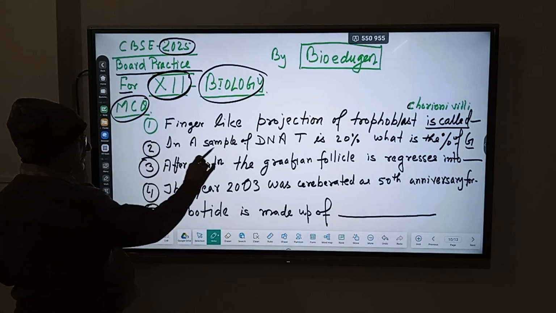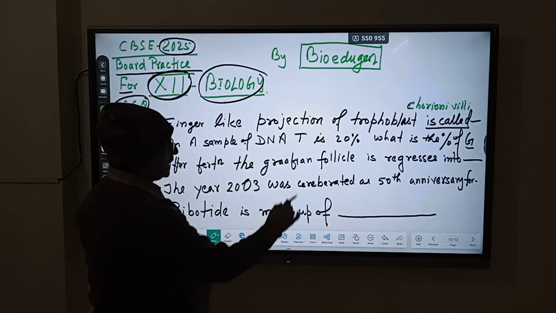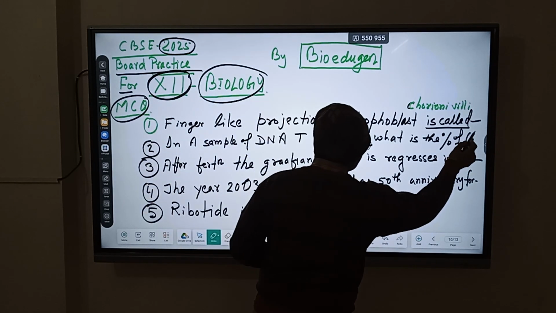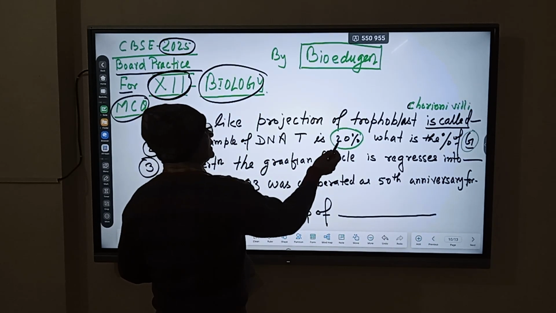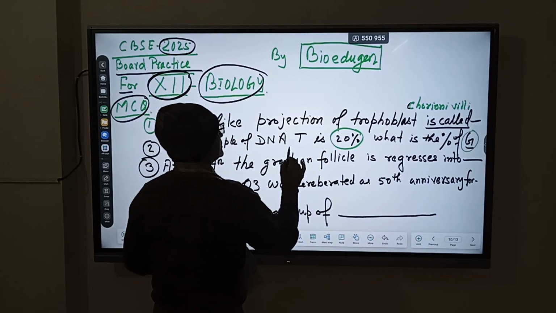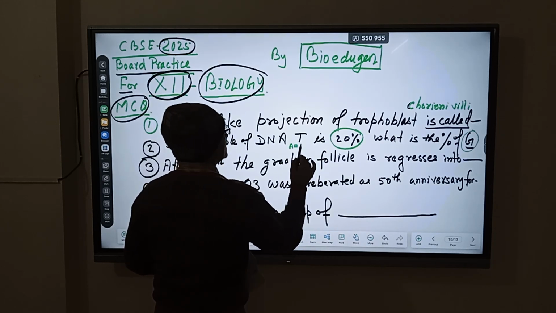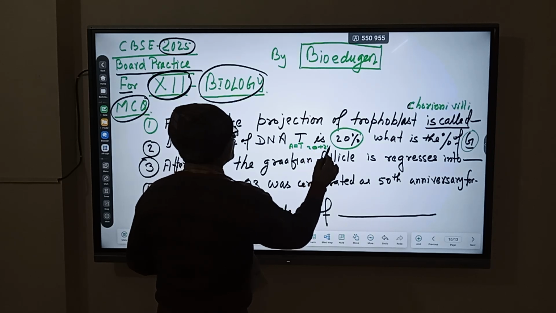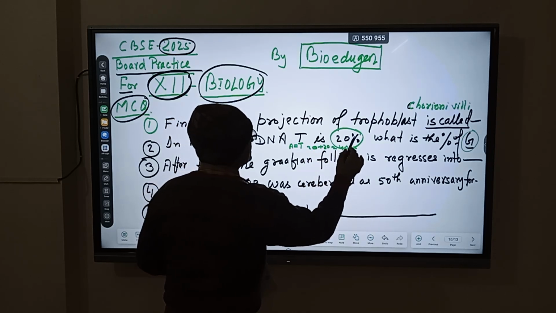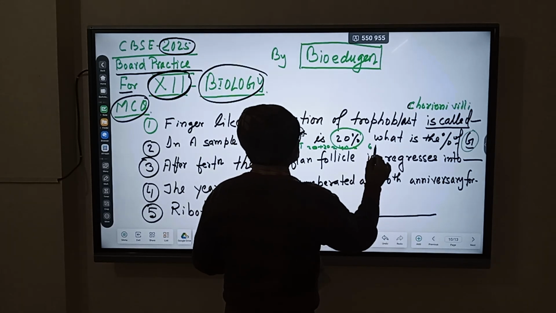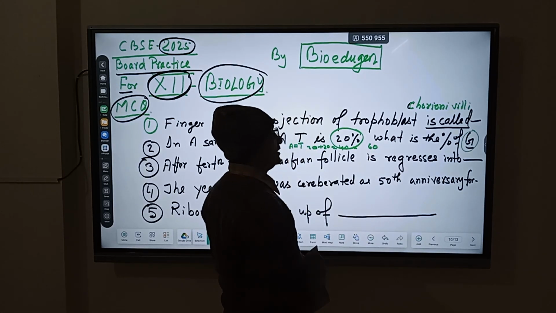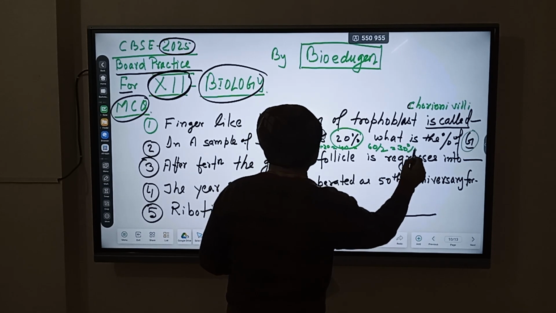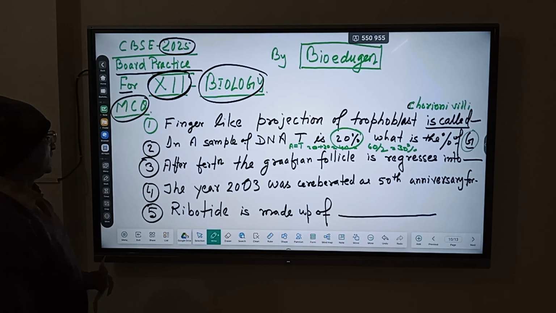Second question. In a sample of DNA, thymine is 20%. What is the percentage of guanine? You know, thymine is always equal to adenine, and thymine plus adenine equals 20 plus 20, which is 40%. The rest, 100 minus 40, 60%, will be for guanine and cytosine. They are equal counterparts, so 60 by 2 gives 30%. So 30% will be the correct answer.